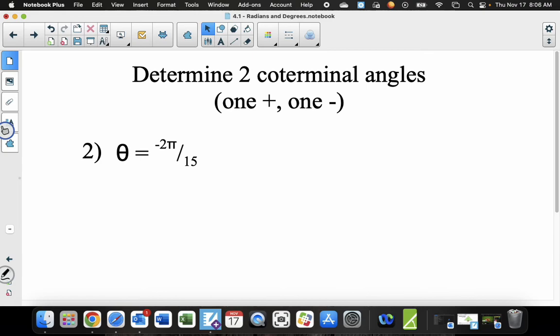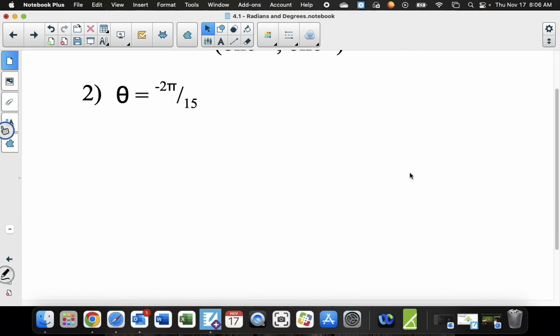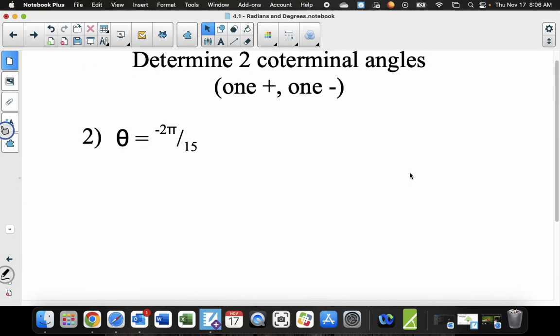Okay. Try this one. See what you come up with on this one. You've got negative 2 pi over 15. I want you to determine 2 coterminal angles, one positive and one negative.